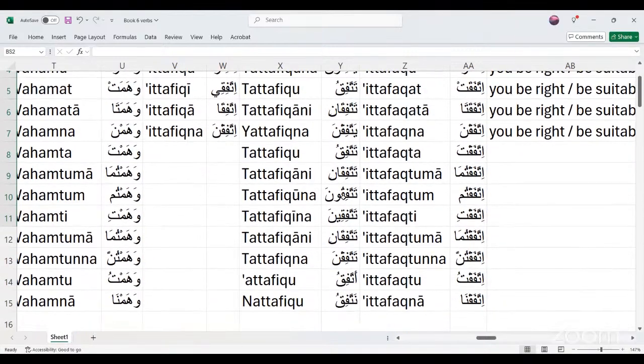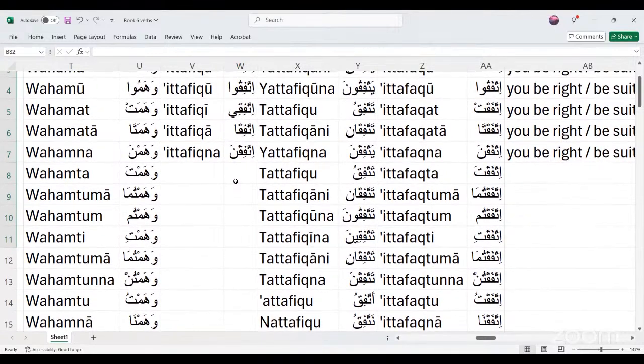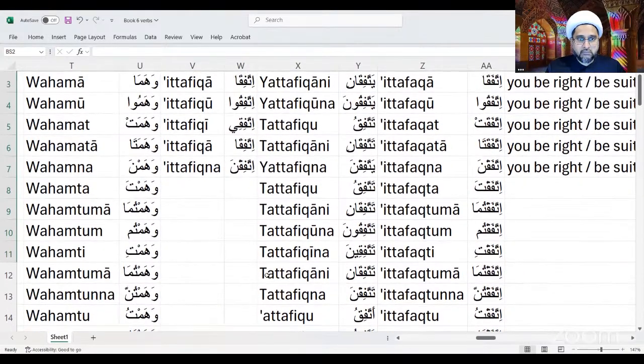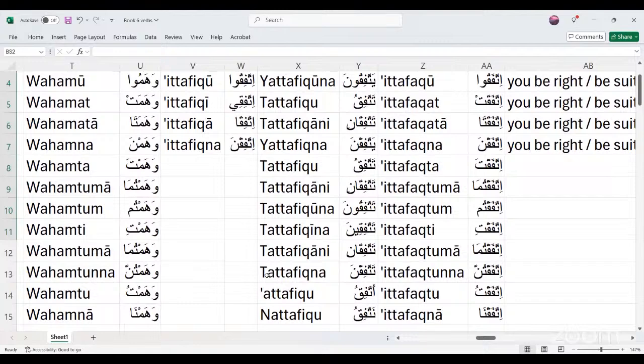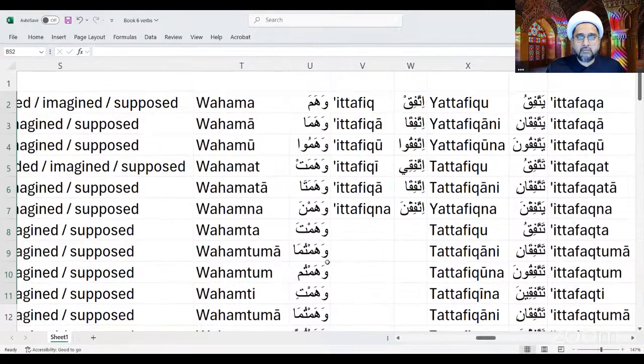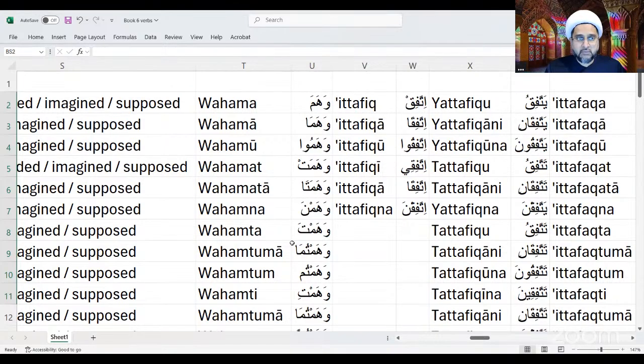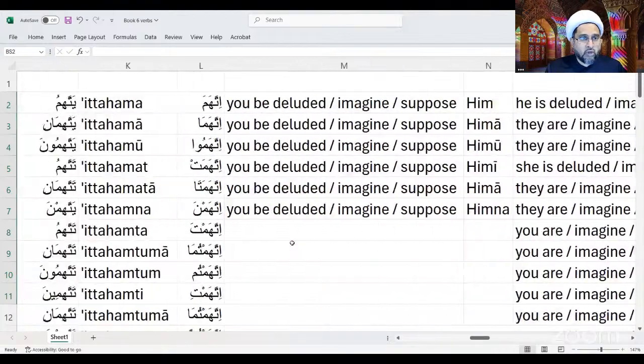It is tattafiqu. Tattafiqani, tattafiquna, tattafiqina, tattafiqani, tattafiqna. Attafiqu, nattafiqu. Exactly. And then the command will be ittafiq. Ittafiqa, ittafiqu, ittafiqi, ittafiqa, ittafiqna. Excellent. I want to do one more, and that will be it.